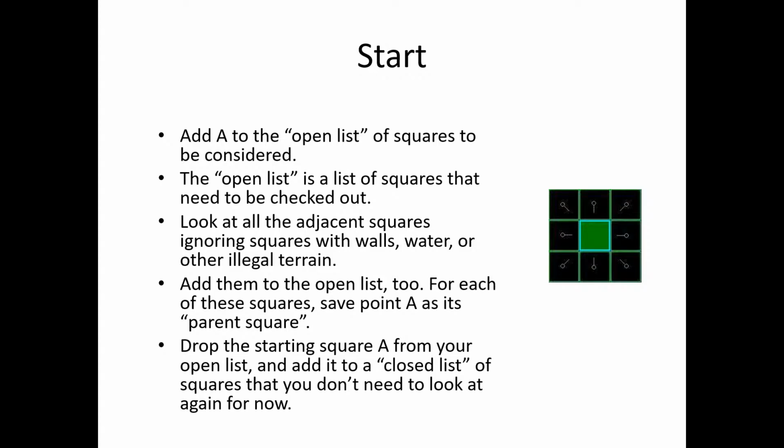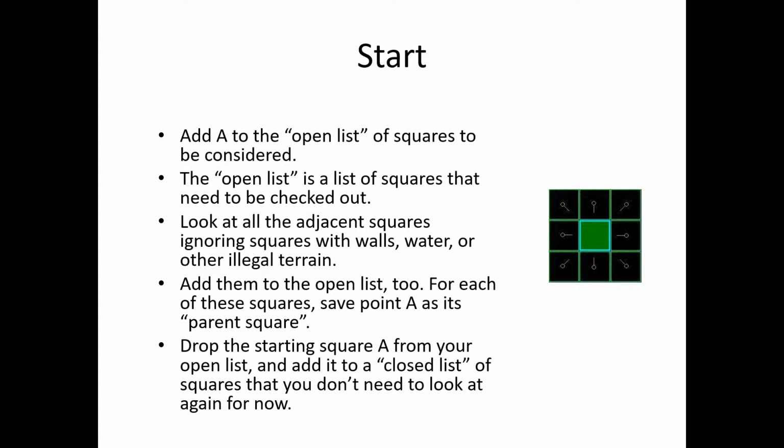So here we go. Add A to the open list of squares to be considered. First thing, the algorithm starts, and the green square gets added to the open list, and then you go into a while loop that basically says while you haven't found the destination node, keep on running. The first thing that happens then is that node gets popped off the open list, and all its adjacent nodes are put onto the open list.